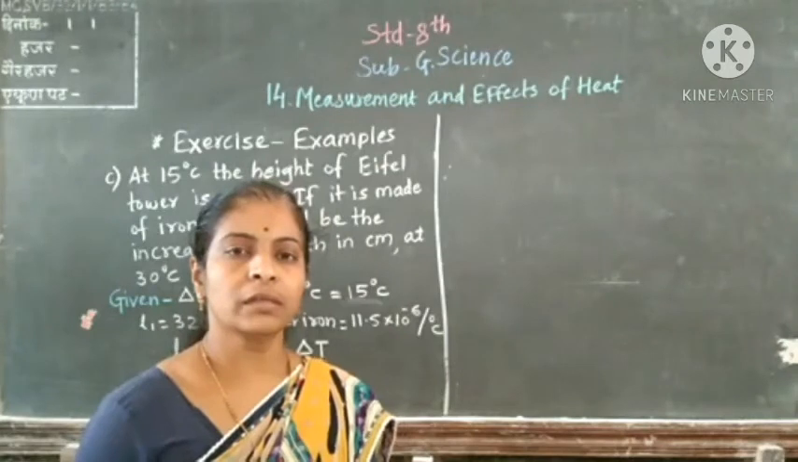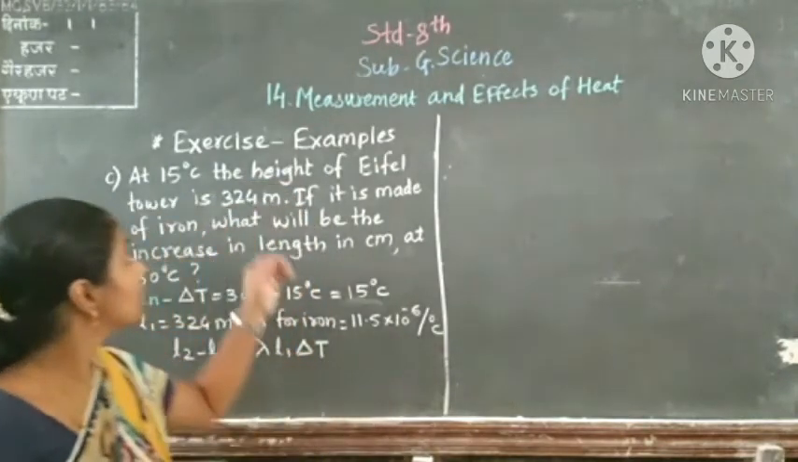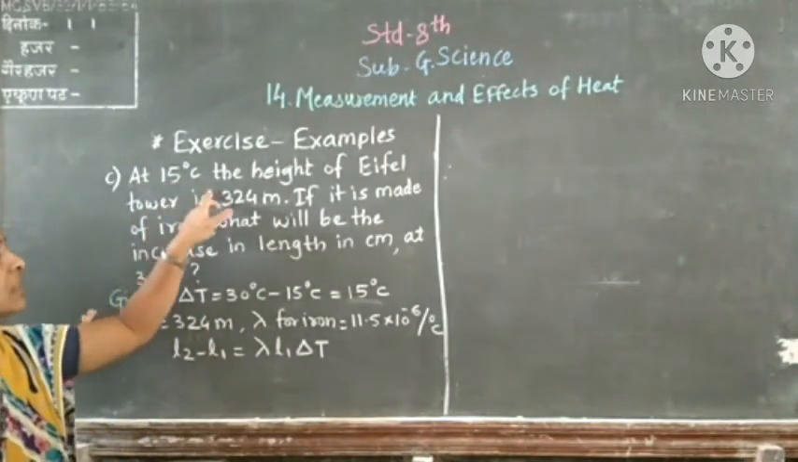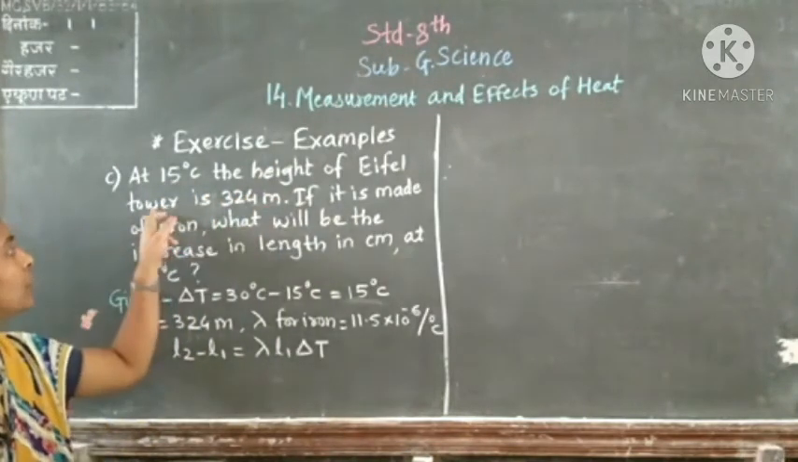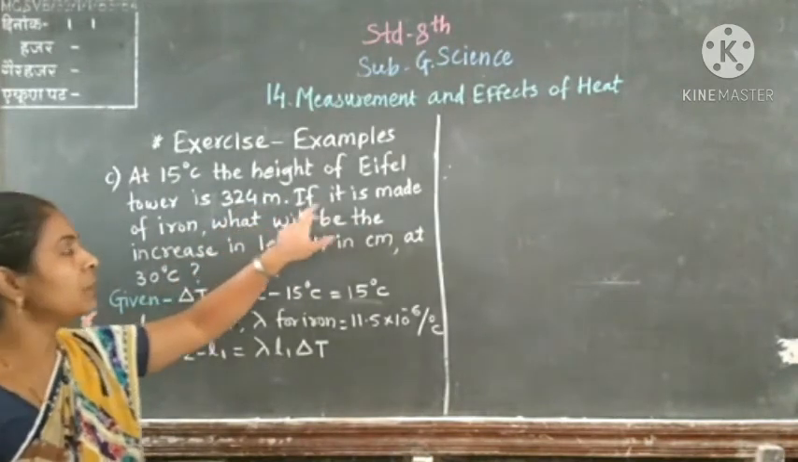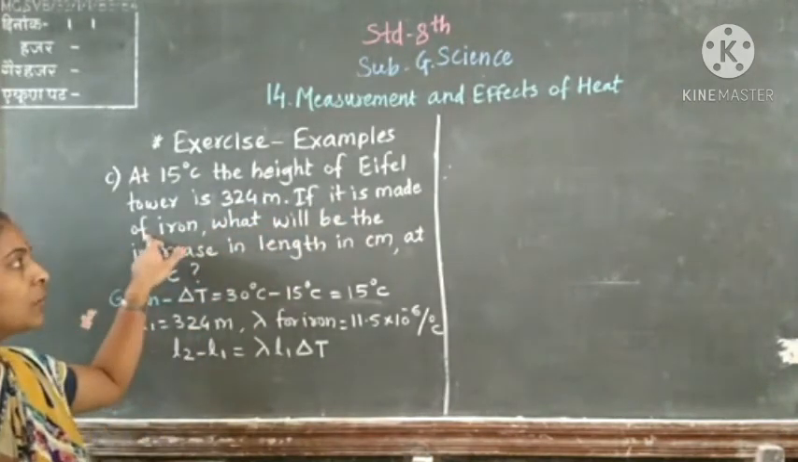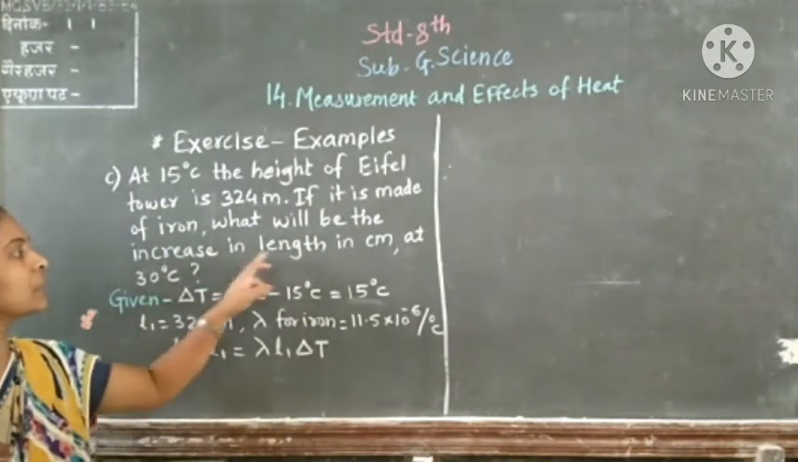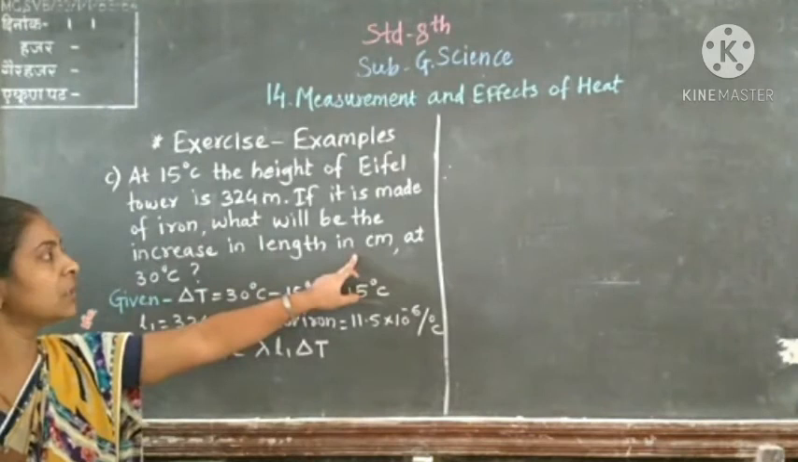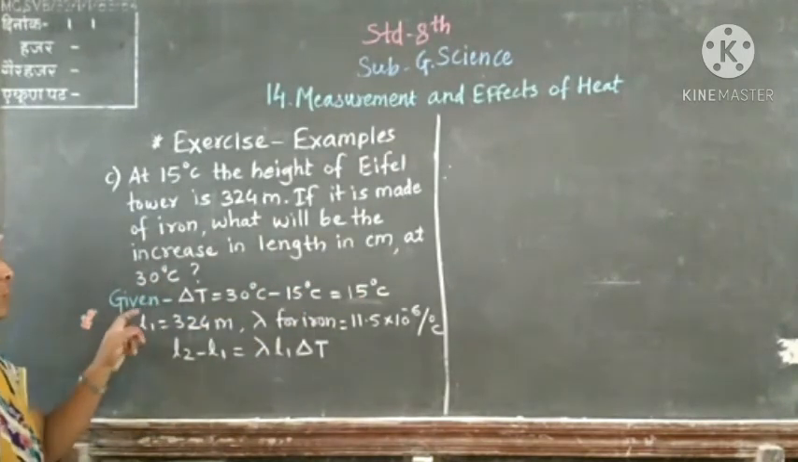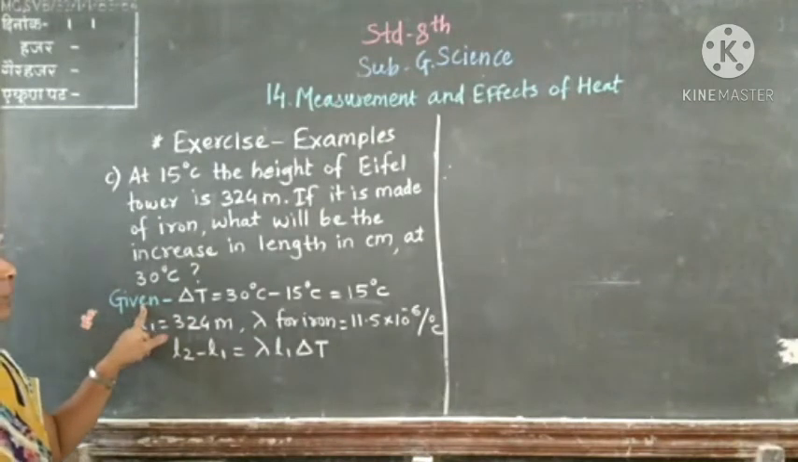Now see the next example is: at 15 degrees Celsius the height of Eiffel Tower is 324 meter. If it is made of iron, what will be the increase in length in centimeter at 30 degree Celsius? So what is here see given data?